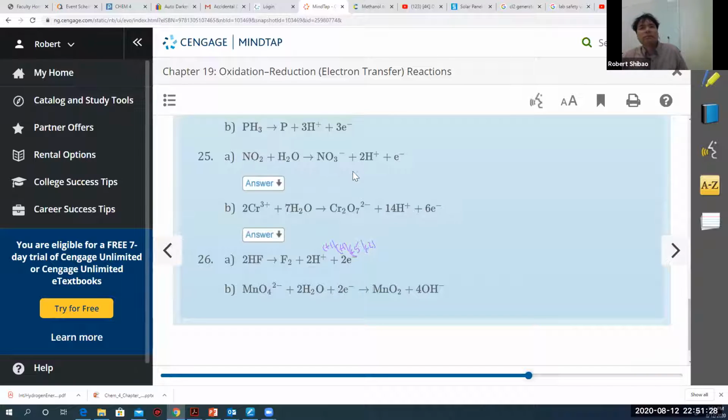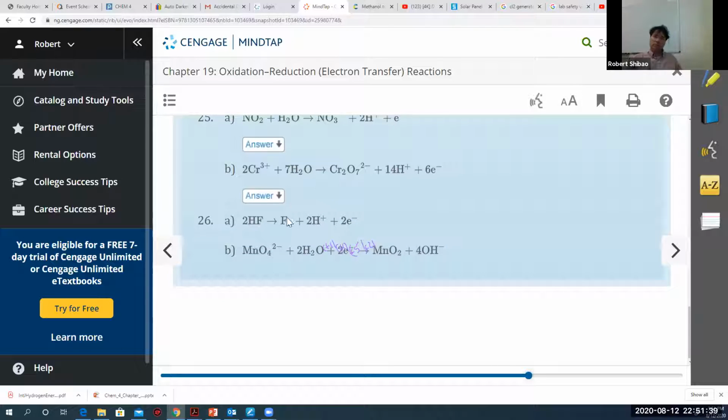Nitrogen is being oxidized from +4 to +6, or no, +5, sorry, +4 to +5, losing 1 electron. Chromium-3 is being oxidized from +3 to +6, and dichromate is +6.